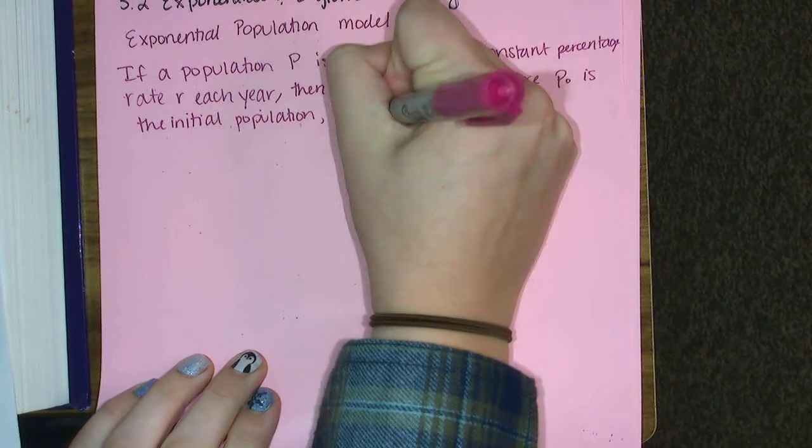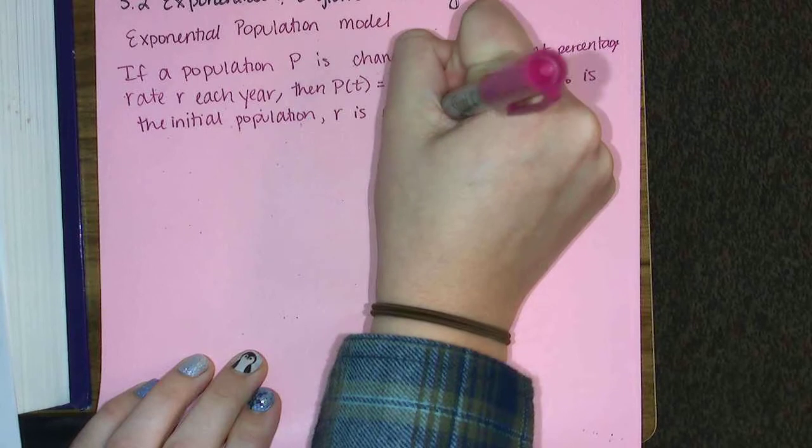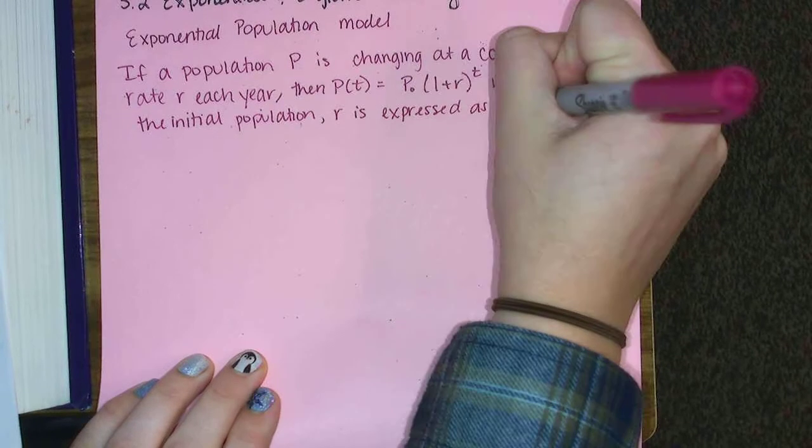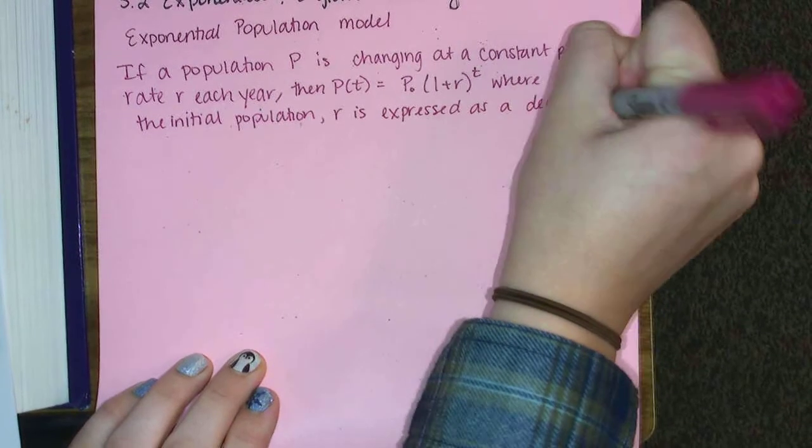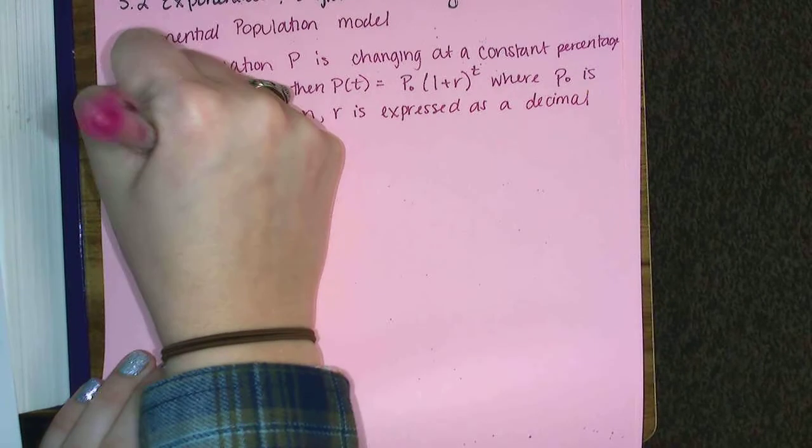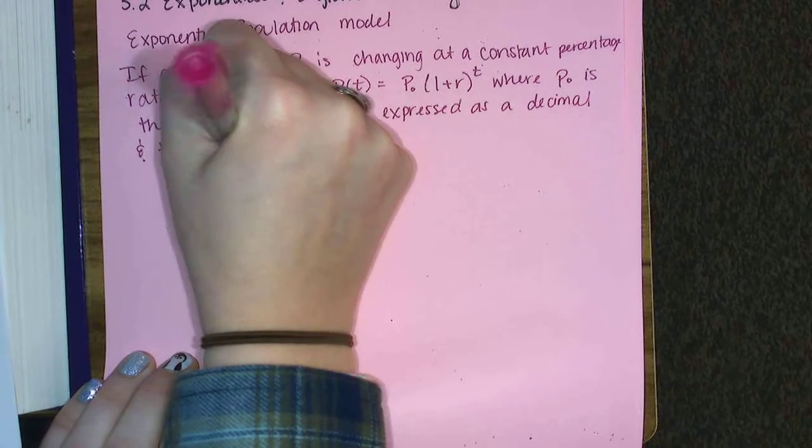R is expressed as a decimal, and T is time in years.